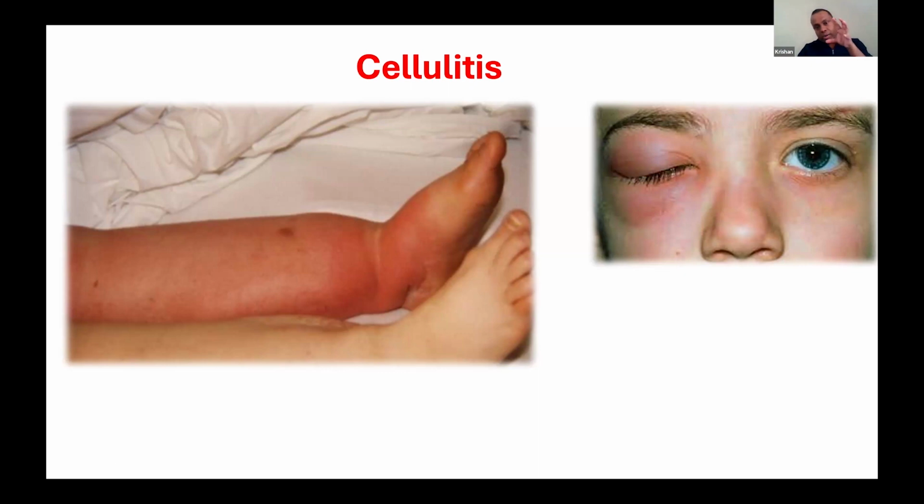Say this is orbital cellulitis. You would straight away go for a CT, right? CT brain and orbit. Orbit is needed. Plus, we don't know to what extent the brain is involved. So it's important to get that also sorted.